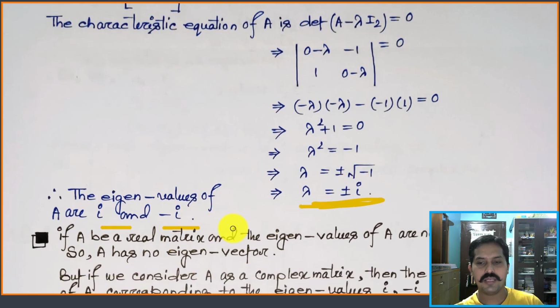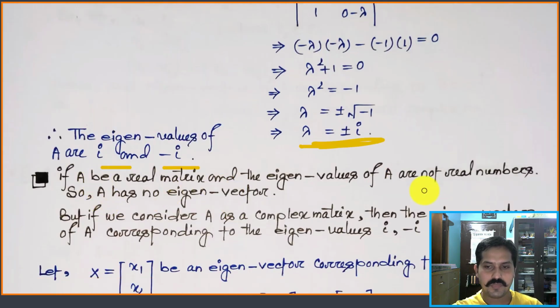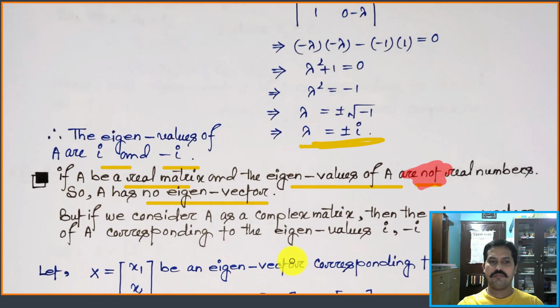So if the eigenvalues are not real, then what will we do? Here we have to remember these two things. First is, if capital A is a real matrix and the eigenvalues of capital A are not real, this is very much important, then A has no eigenvector.